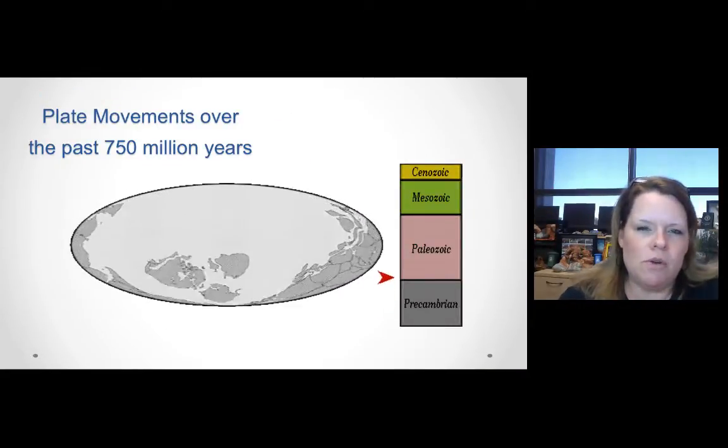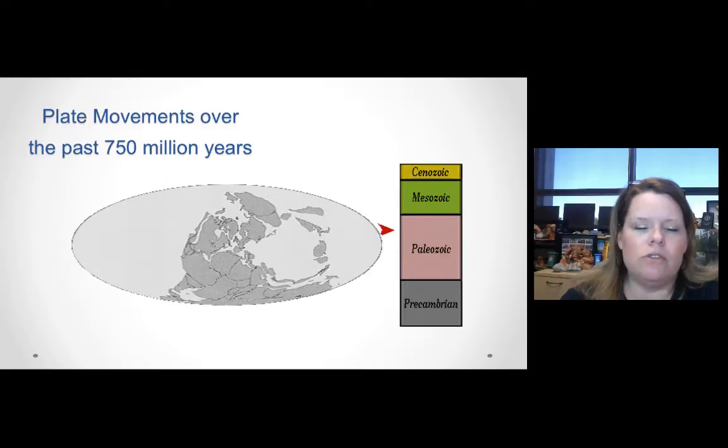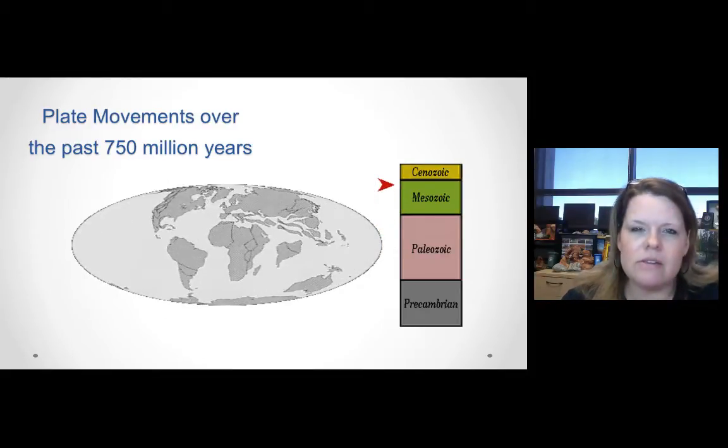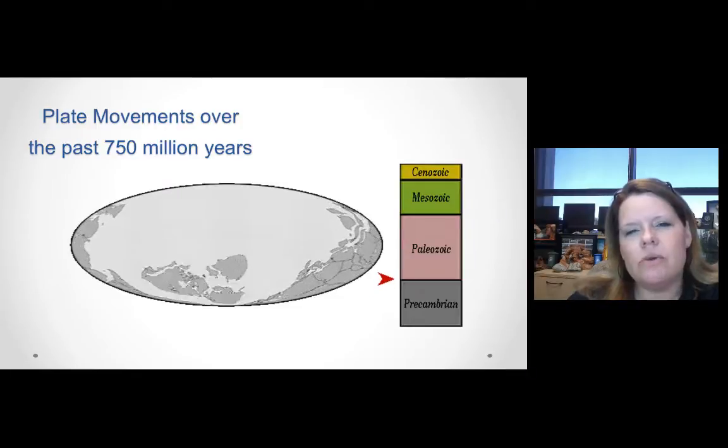So plates have been moving around for hundreds of millions of years. There are actually 2 supercontinents that have been documented by geologists throughout geologic past.